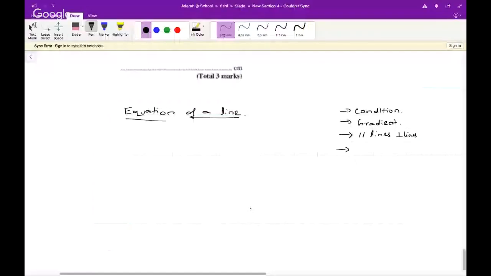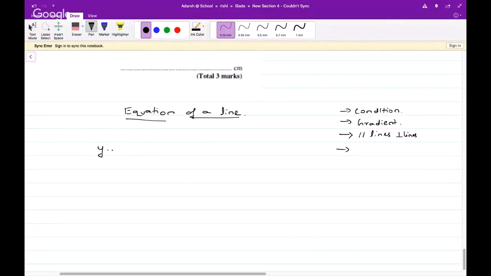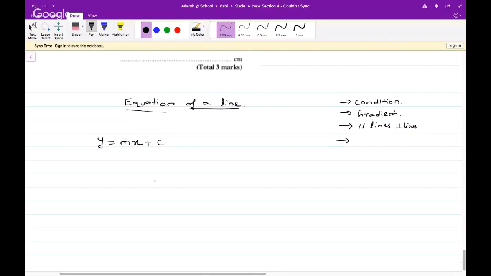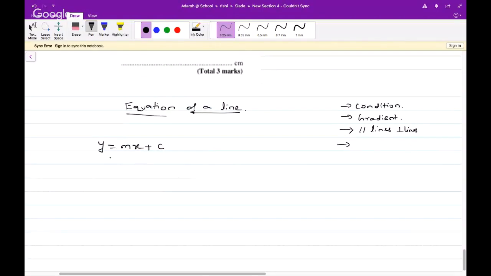Hello students, today we are going to discuss the equation of a line. Now the equation of a line is represented as y equal to mx plus c. The equation of a line is a condition which x and y follow. The line is always represented by an equation in this form, where m is the gradient and c is called the y-intercept.